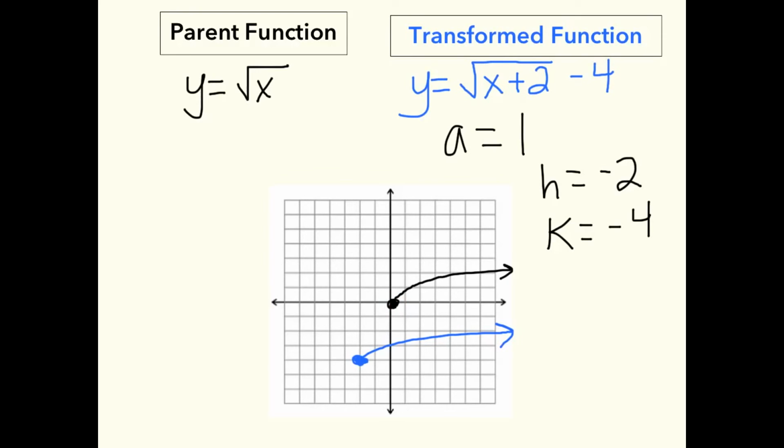Now don't forget, you can always check this in the calculator. You can enter your parent function in the calculator and enter the transformed function in the calculator, and you should see exactly what we drew here.